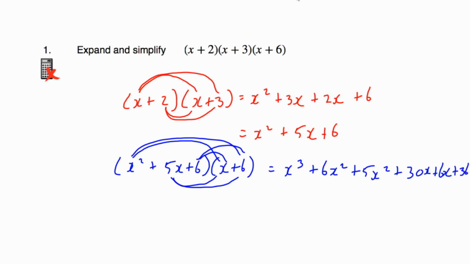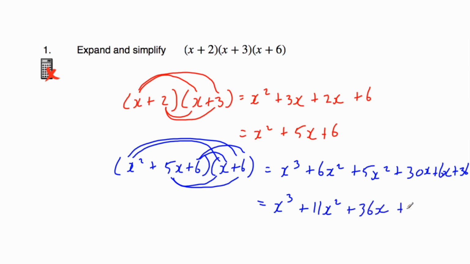So we've got x cubed plus 6x squared plus 5x squared plus 30x plus 6x plus 36. Now we can collect our like terms here. We can add together our x squared terms and our x terms. So we've got x cubed. We've got 6x squared plus 5x squared, that's plus 11x squared. We've got 30x plus 6x, that's plus 36x. And finally, we've got plus 36.